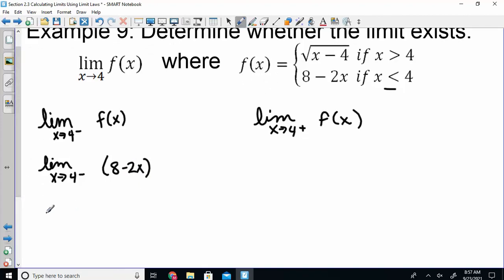So we said yesterday you can just plug it in. At this point, whether it's from the 4 from the left or the right, you can just put your 4 in. Once you plug it in, that's when that limit symbol goes away. So you get 8 minus 8, which is 0.